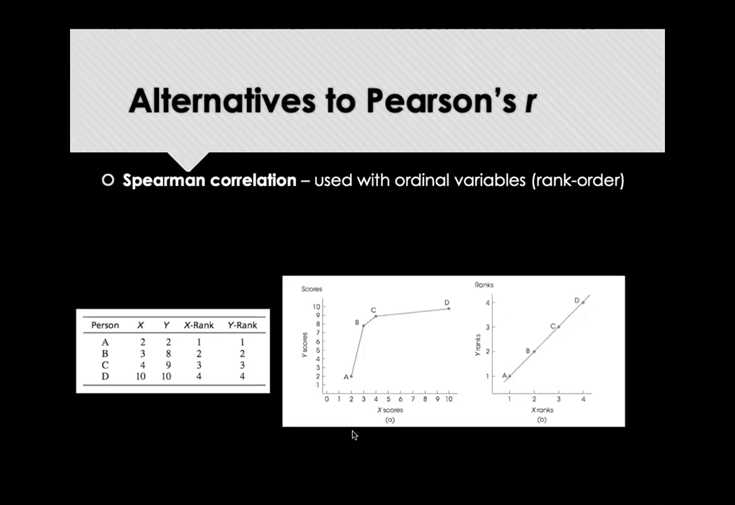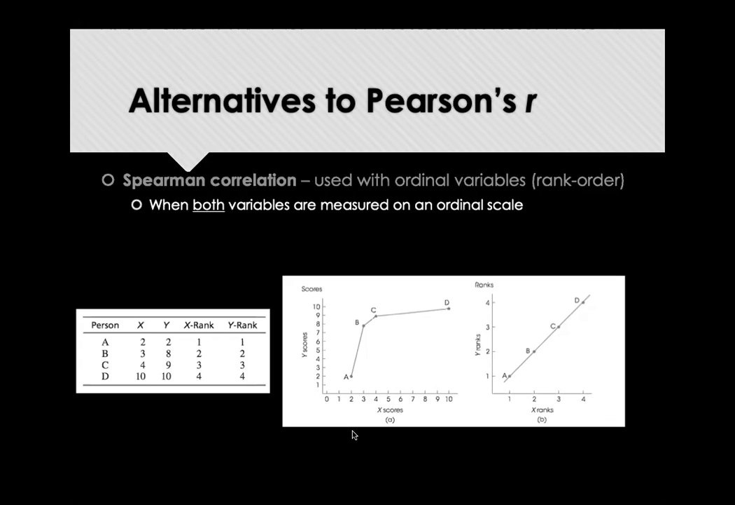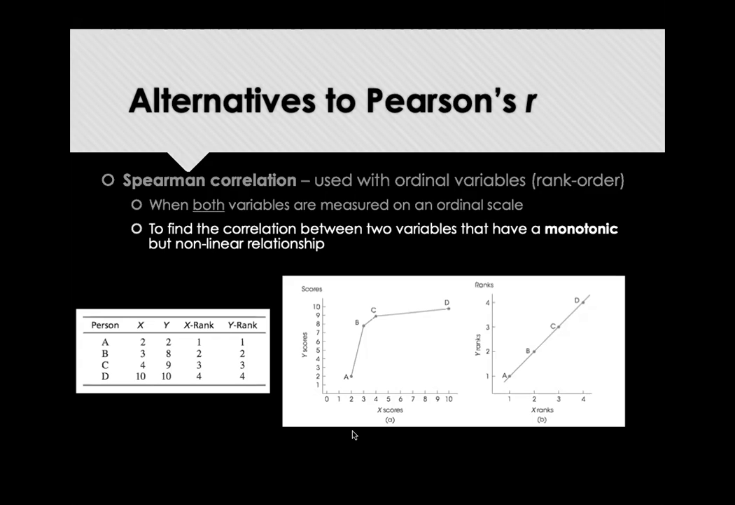So one alternative is the Spearman correlation, and this can be used with ordinal variables. Remember, ordinal is rank order. So when you can say, I finished first, second, or third place in a race, the difference between first and second and the difference between second and third places are not necessarily the same. You may not even be able to measure them, but you still can put them in a rank order. And so when both variables are measured on an ordinal scale, you can use the Spearman correlation. You can find the correlation between two variables that have a monotonic but non-linear relationship.